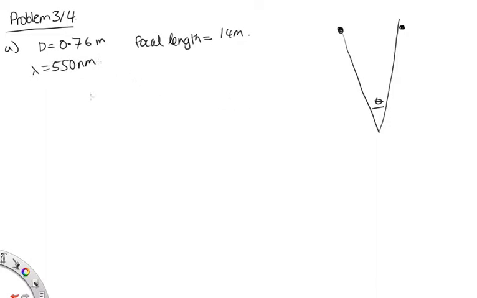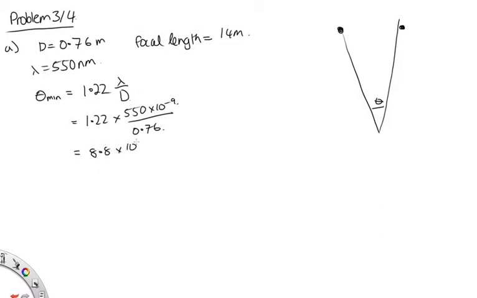Well, we'll need to use the Rayleigh criterion again. The minimum separation they can have and be resolved is given by 1.22 lambda over d. And so this is equal to 1.22 times 550 times 10 to the minus 9 over 0.76. And solving this on the calculator, we end up with 8.8 times 10 to the minus 7 radians.